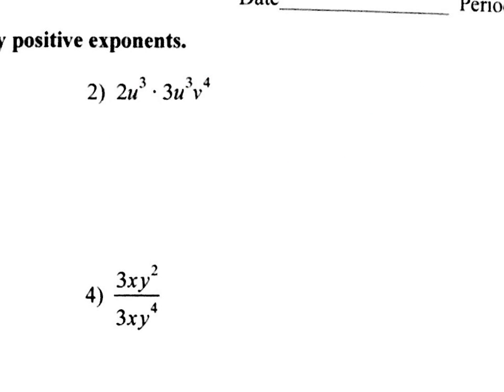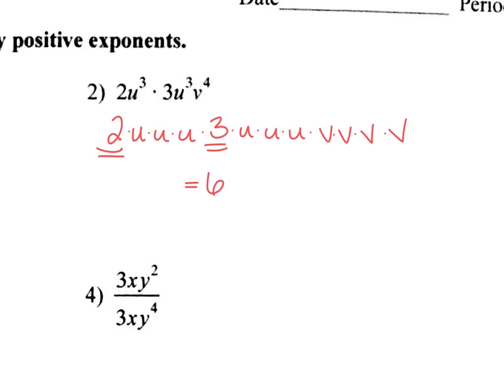All right, similarly on question 2, when in doubt, expand it out. So I've got 3 u's here, and 4 v's. It's a little hard to tell the difference between those, so our numbers are going to go together. Remember, this is multiplication, so 2 times 3 is going to give me 6. When I go through and count my u's, I've got 1, 2, 3, 4, 5, 6, so that's going to be u to the 6th, and 4 v's, so v to the 4th.